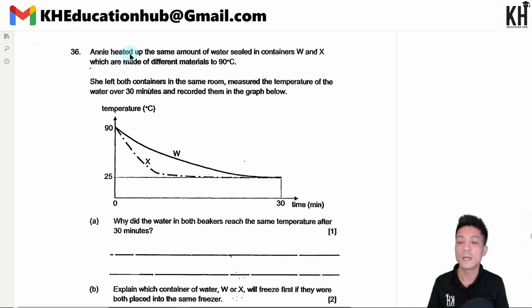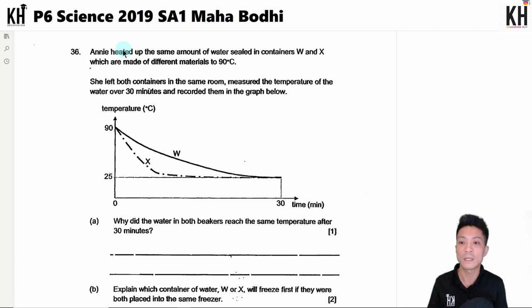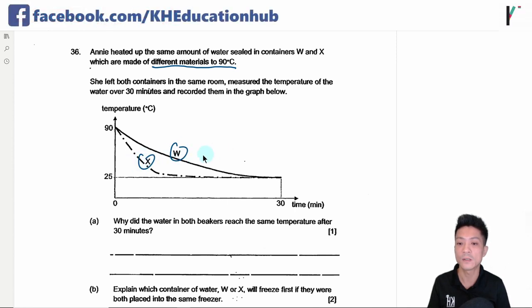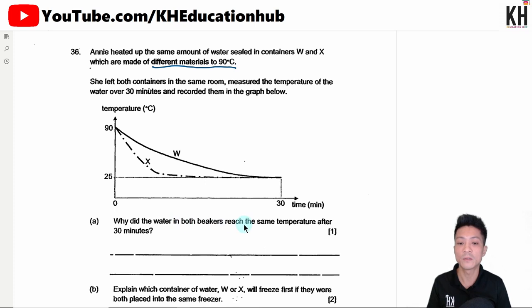Okay, question 36. Amy heated up the same amount of water sealed in containers W and X, which are made of different materials, to 90 degrees Celsius. She left both containers in the same room, measured the temperature of the water over 30 minutes, and recorded them in the graph below. So we can see that this is W and this is X. Why did the water in both beakers reach the same temperature after 30 minutes?